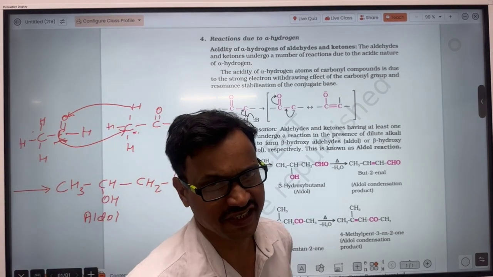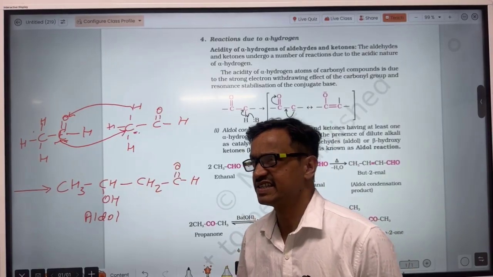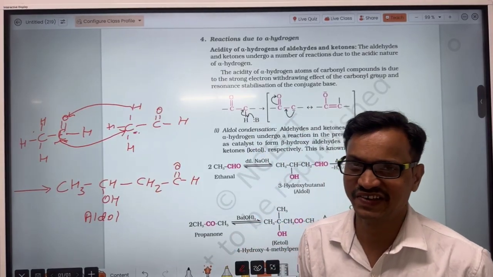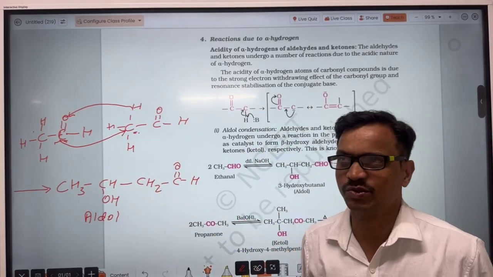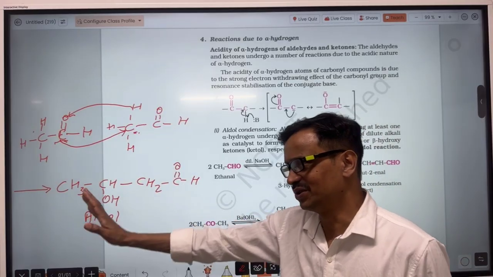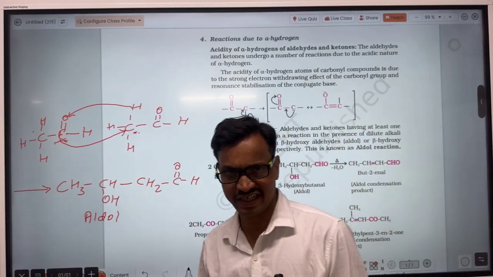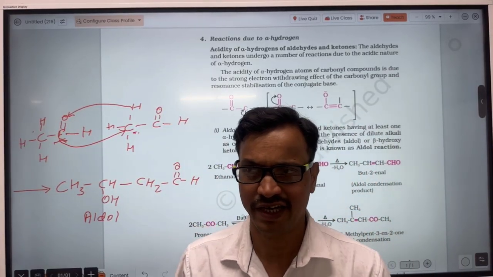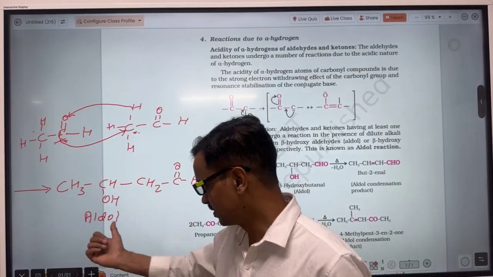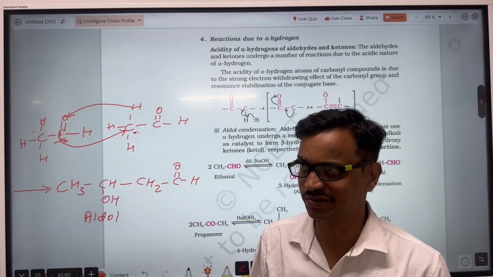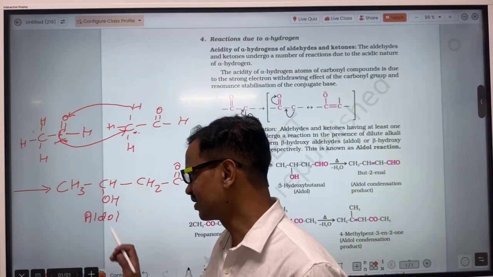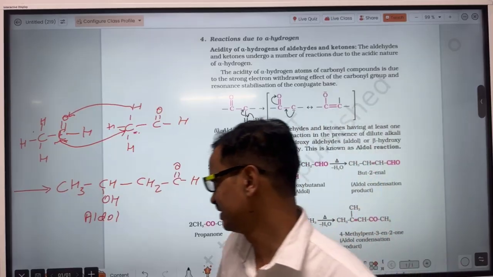Why is it called aldol? Because in this molecule there is an aldehyde group as well as a hydroxyl group, or alcoholic group. So that's why this compound is called aldol.